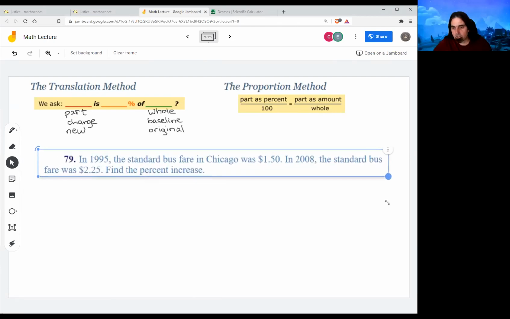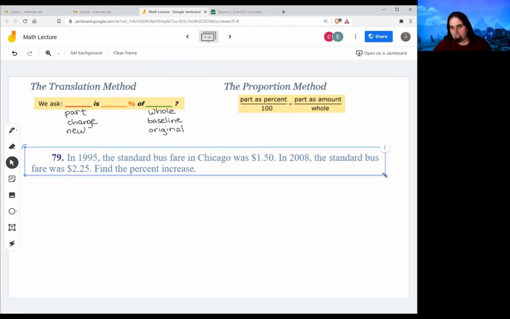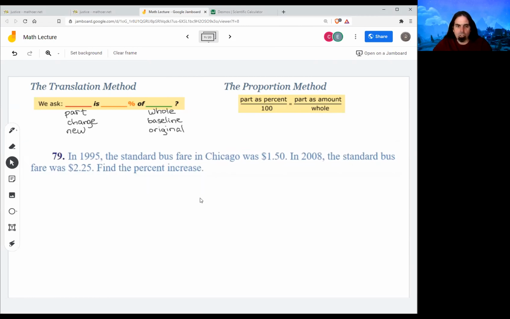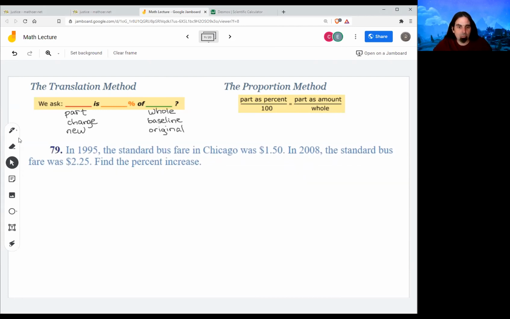So pay attention to part and whole, or change and original, or something like that. Don't just throw the numbers in right away. That looks funny. Okay, I'm going to pause the recording again. If you're at home, try this yourself, and then we'll do it together.